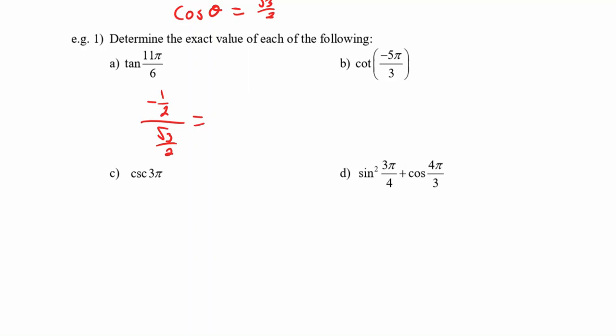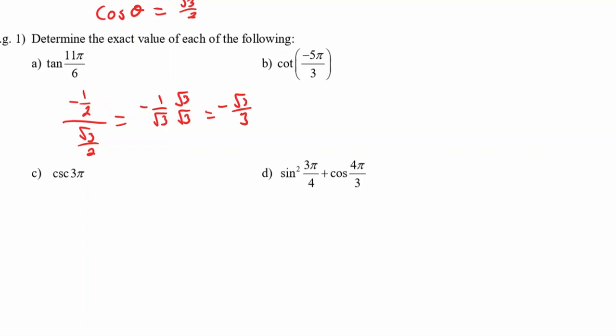Now you can turn that into a multiplication statement by multiplying by the reciprocal, or if you're getting good at this, you might notice this would be the same thing as negative 1 over root 3. Okay, so that is true, but then we should probably rationalize that. So divide the top and bottom by root 3. So this is negative root 3 over 3.